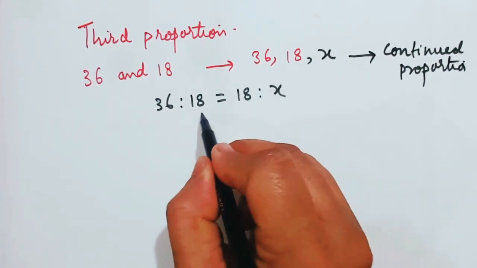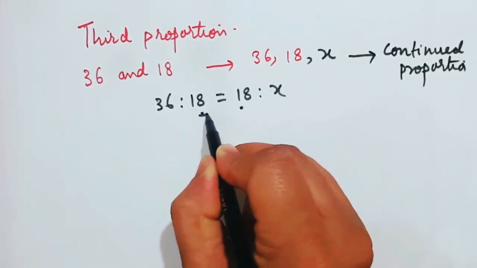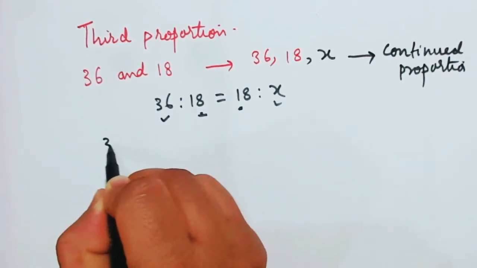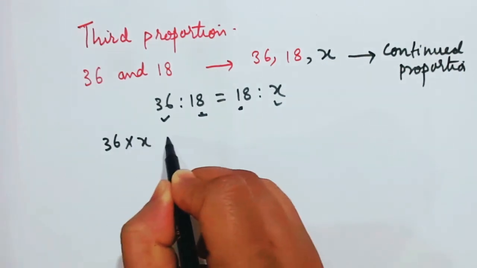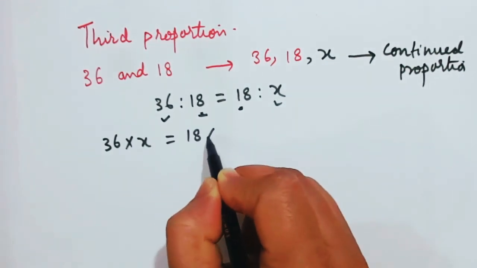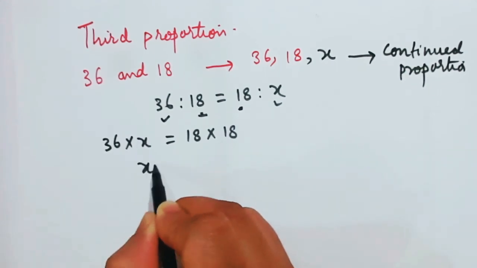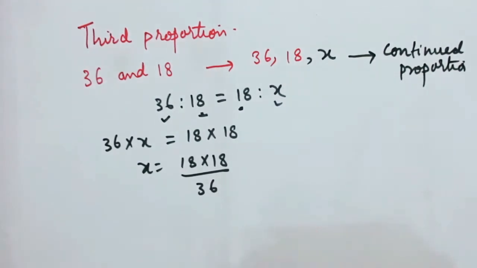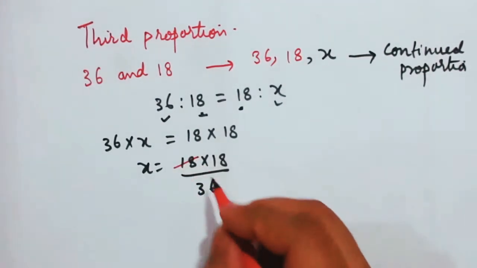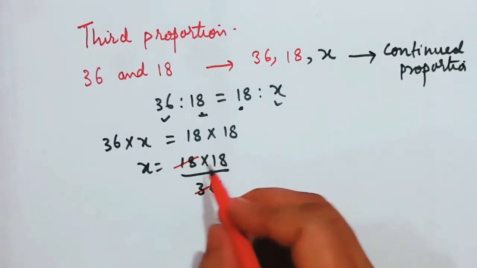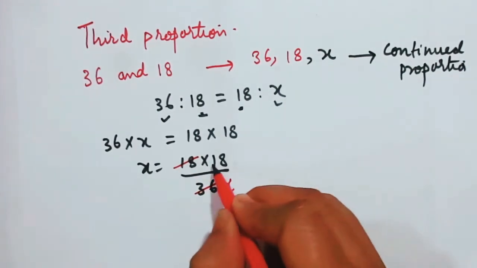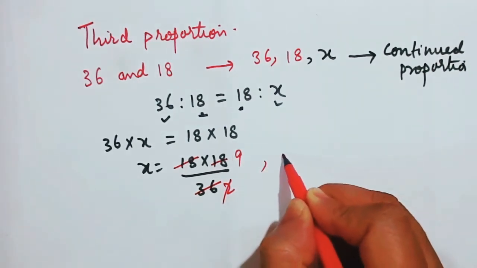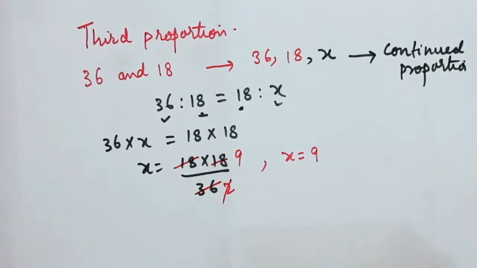Now the same thing, the product of the means will be equal to the product of extremes. So 36 into x should be equal to 18 times 18, or x is equal to 18 times 18 by 36. Now who will cancel? I will only cancel, you will not cancel. 18 2s are 36 and 2 9 times. Therefore, the value of the third proportion is equal to 9.